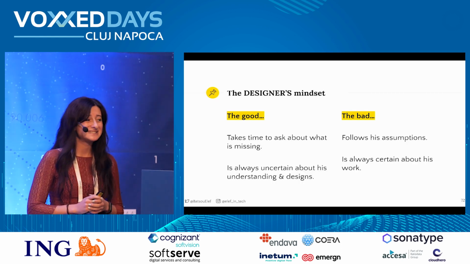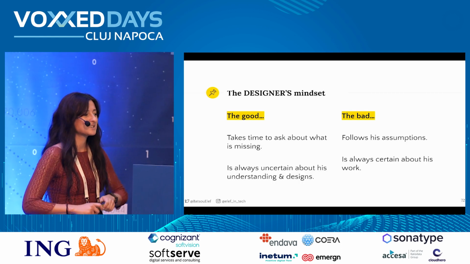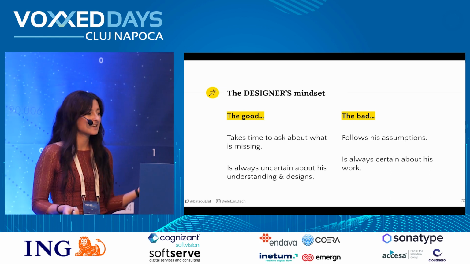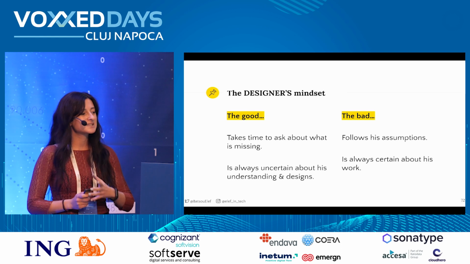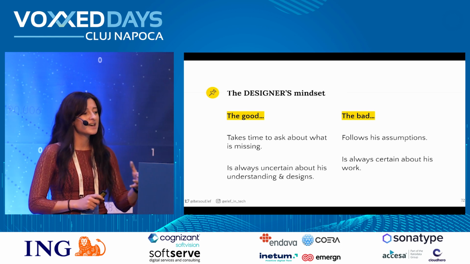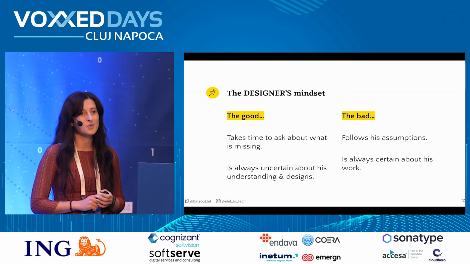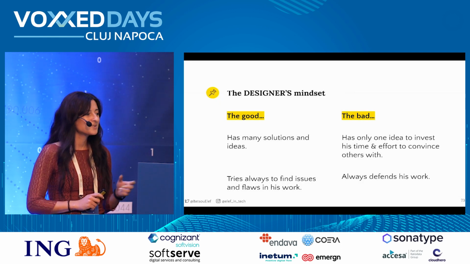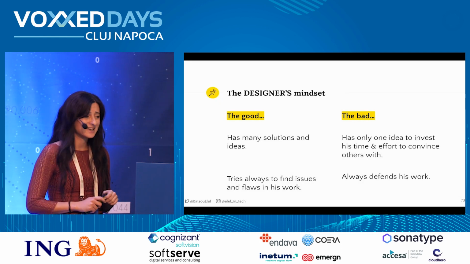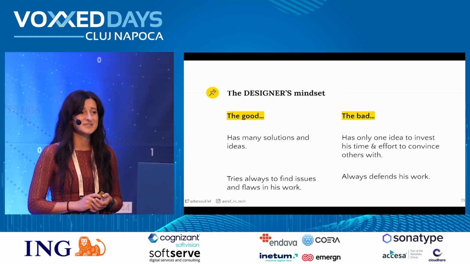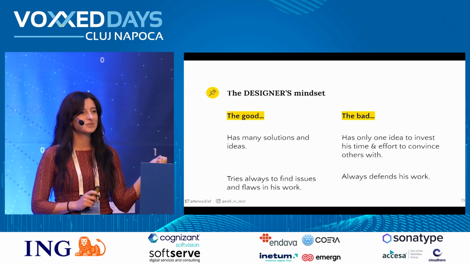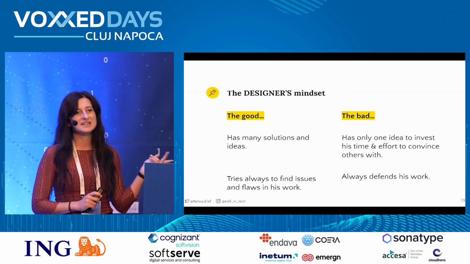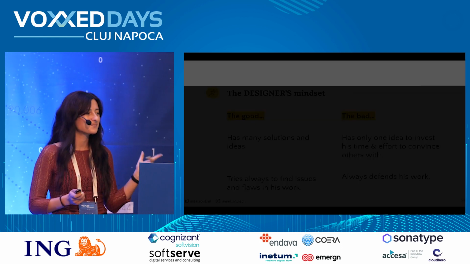Rings a bell? The good one takes time to ask about what is missing and is always uncertain about his understandings and designings, whereas the bad one follows his assumptions and is always certain about his work. The good one has many solutions and ideas and tries always to find issues and flaws in his work, whereas the bad one has only one idea to invest his time and convince others that he's right.